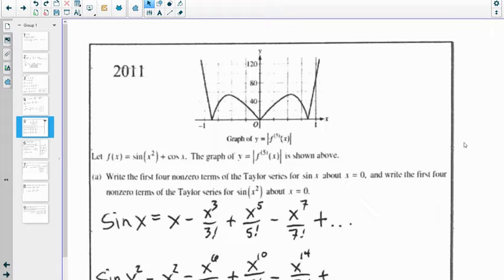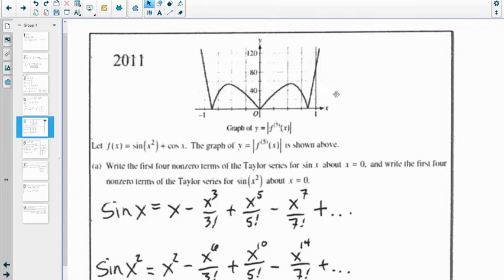So this is the 2011 question. They give us this nice graph that is the absolute value of the fifth derivative, but they don't really tell us why they're giving that to us. They say that f of x is defined as sine of x squared plus cosine of x. And then we've got the graph of, again, the mysterious fifth derivative up on the top.